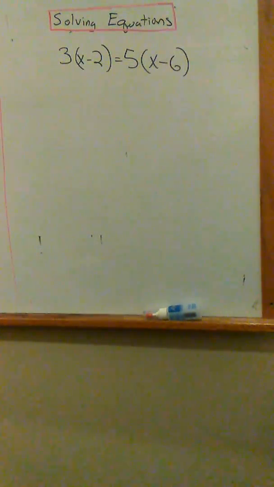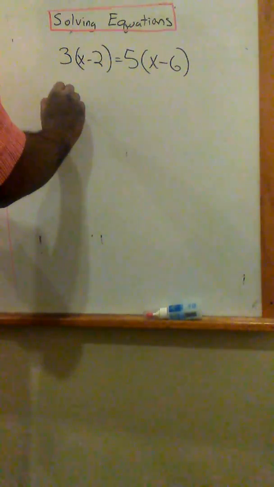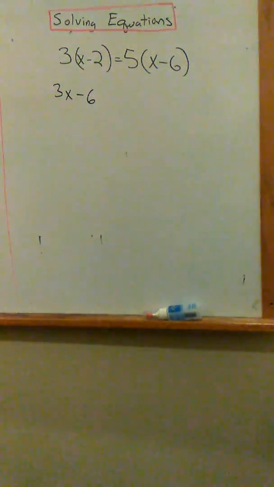Okay, so on the board we have 3, in parentheses, x minus 2, equal to 5, parentheses, x minus 6. Okay, so your first step is to simplify your left-hand side and your right-hand side independently. So is there anything I can do to simplify just the left-hand side? Yes, there is. I can distribute the 3. So when you distribute the 3, what do you get? Yes, 3x minus 6. 3 times x, 3x, and 3 times that 2 is 6. Just bring down that minus sign, 3x minus 6.